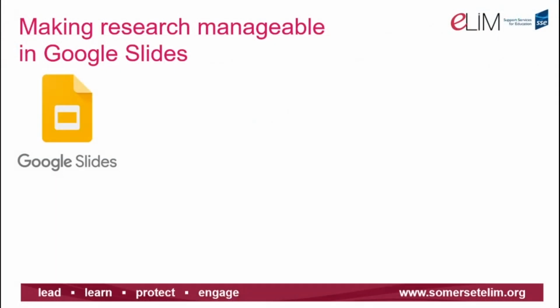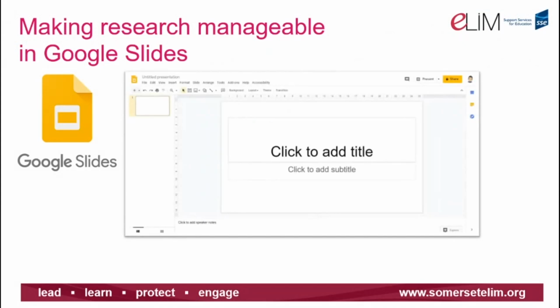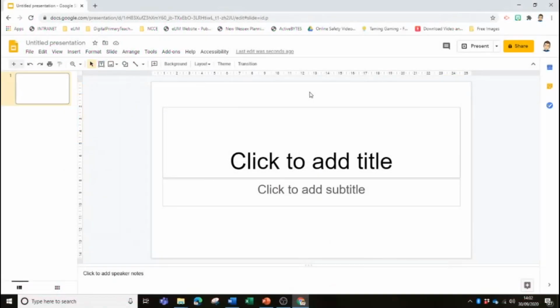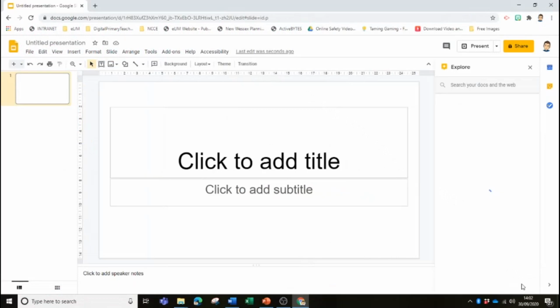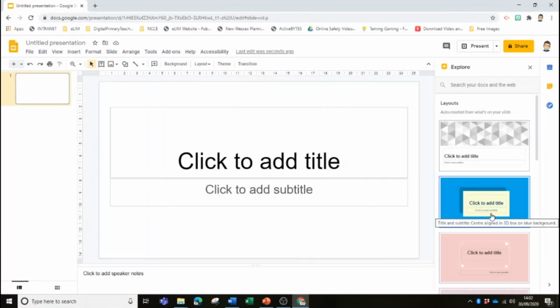Another example of a tool built into GSuite which can support our pupils is the Explore tool in Google Slides. Using Explore allows the user to search the web without needing to open a new window. This makes research more manageable and includes the opportunity to search for images.